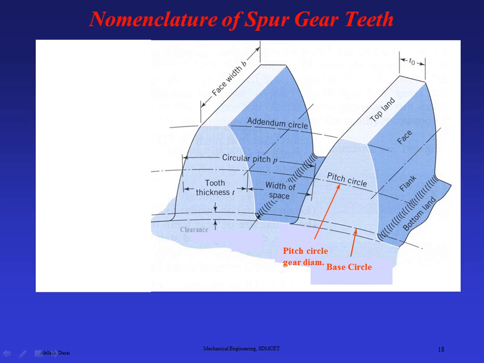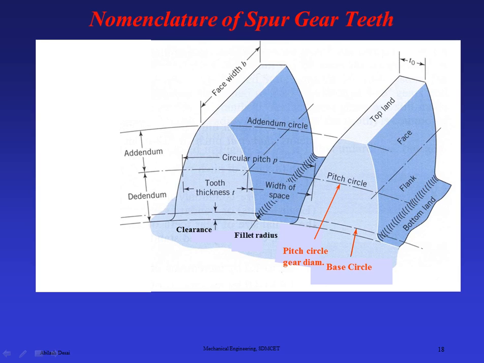Okay, so like this, and at the lower bottom you can see some clearance, to give some clearance when the other gear is going to mesh over here. So you should have some clearance. The clearance is given here, and this is the fillet radius that is provided there.